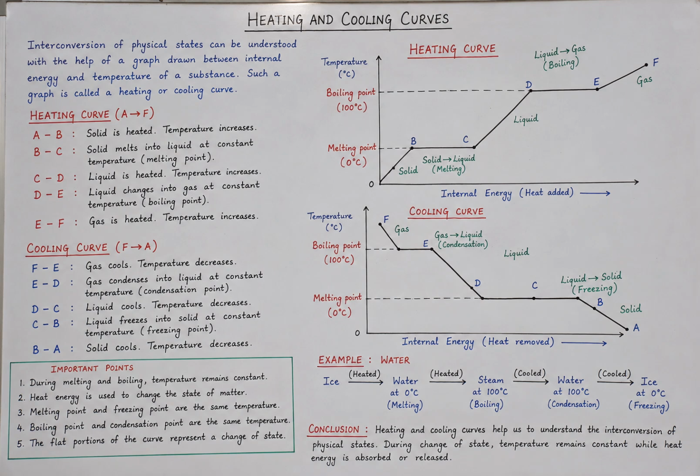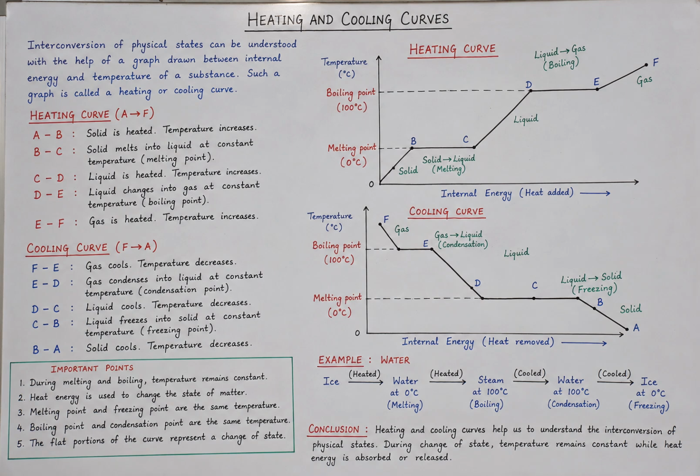Cooling curve, F to A. F to E. Gas cools, and its temperature decreases. E to D, gas condenses into liquid at a constant temperature, called the condensation point. D to C. Liquid cools, and its temperature decreases. C to B. Liquid freezes into a solid at a constant temperature called the freezing point. B to A. Solid cools, and its temperature decreases.